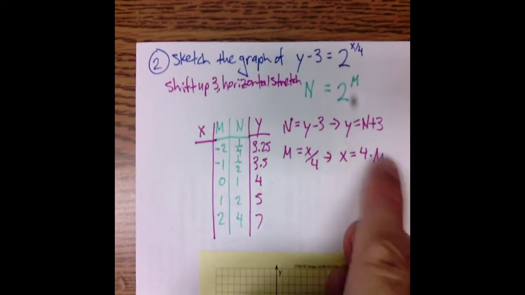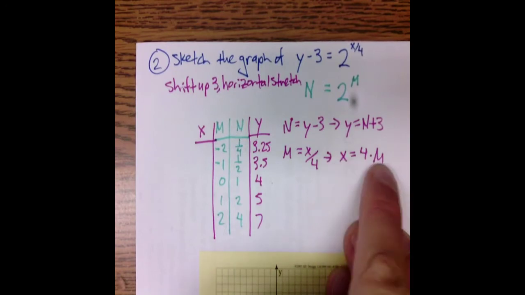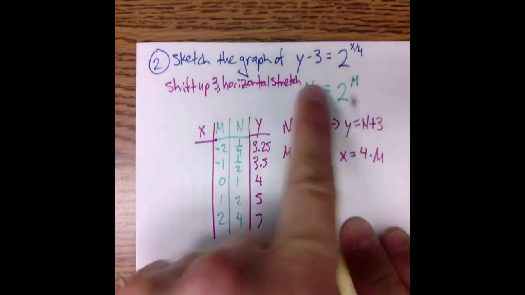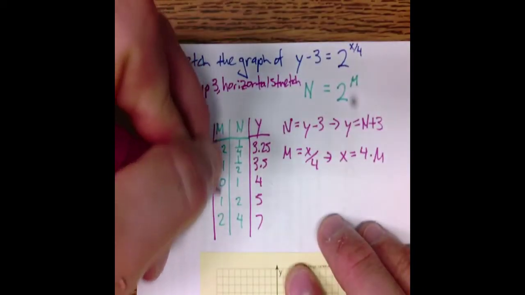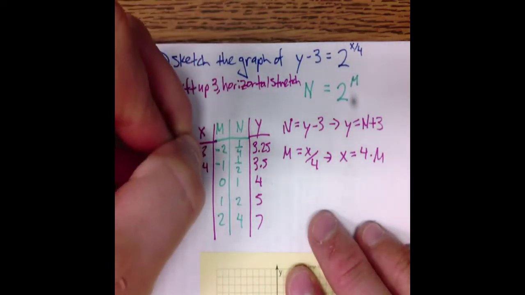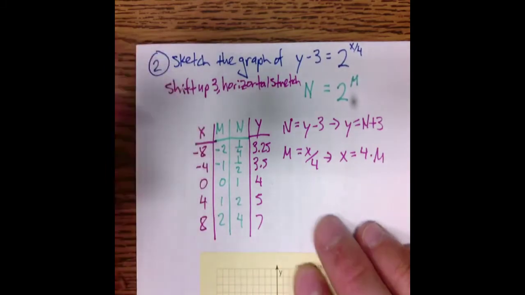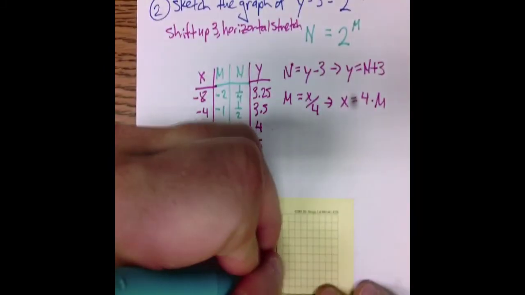It's because when you do this inverse relation here, x itself ends up being 4 times whatever m was, in this case when we made it into the basic one, right? So I'm just going to make all these here times 4. So -8, -4, that's 0, 4, and 8. So now what we can do is we can compare the parent, right?